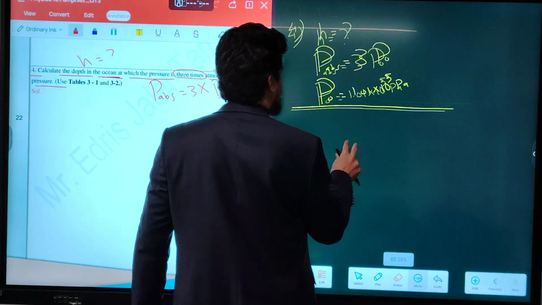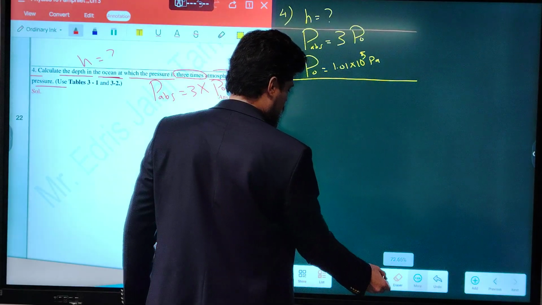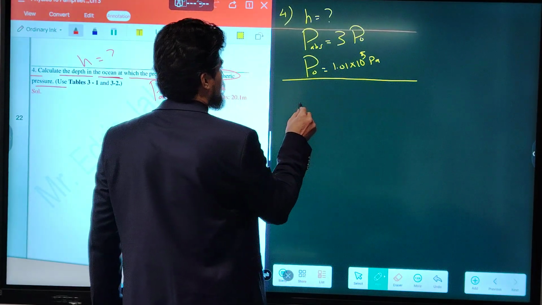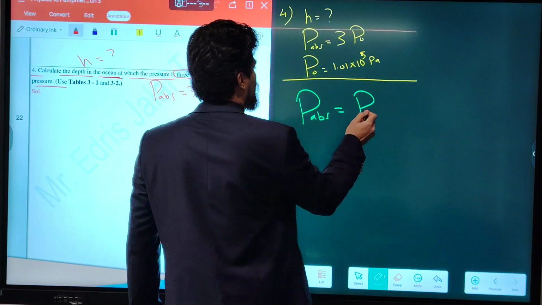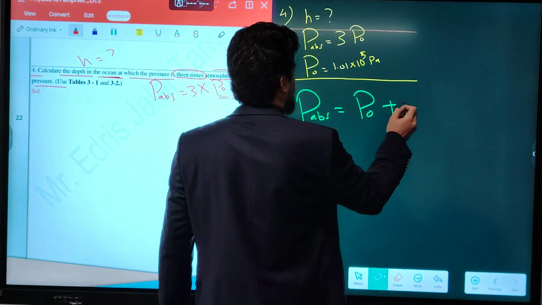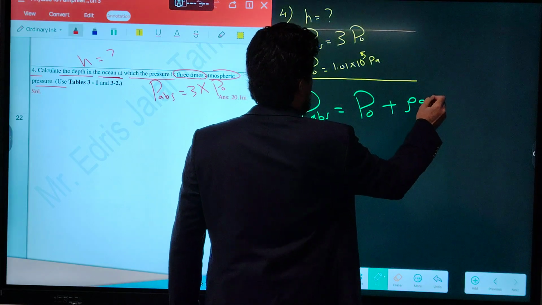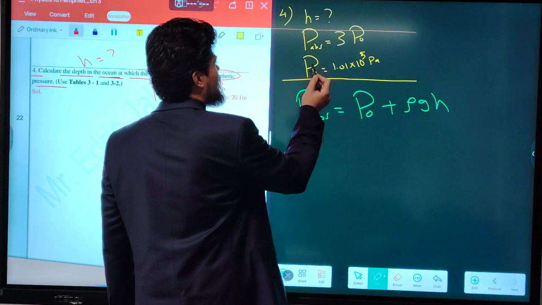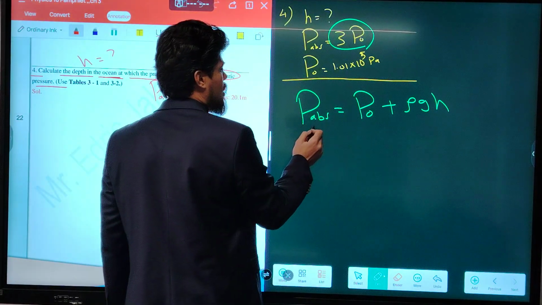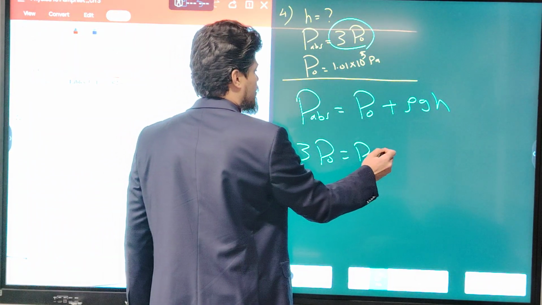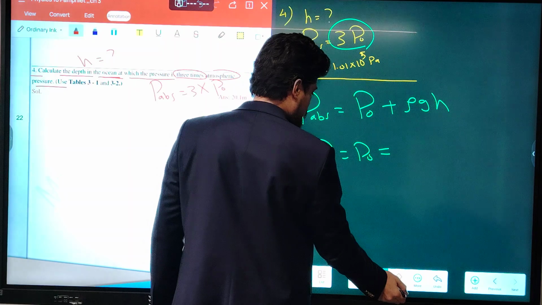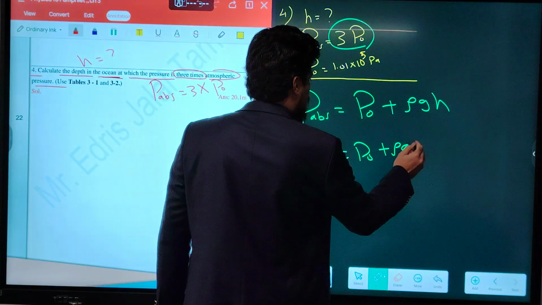To determine the depth of the ocean, it means that height is unknown. So write down the equation of absolute pressure. Absolute pressure is equal to P atmospheric plus rho GH. Do we have P absolute? No, we have 3 P naught. And instead of P absolute, write down 3 P naught is equal to P naught plus rho GH.